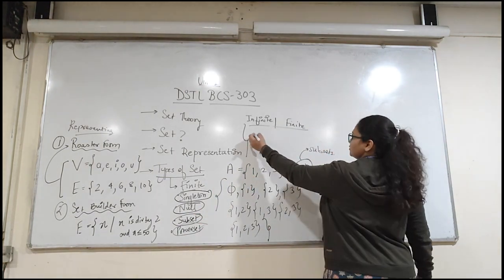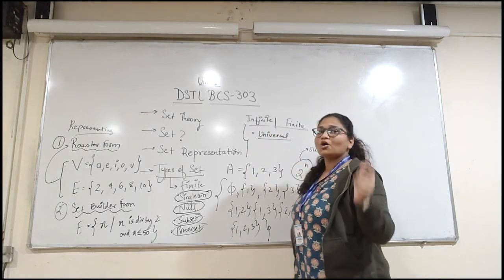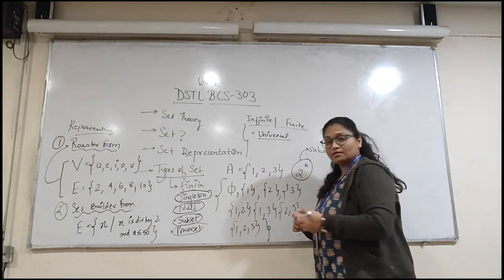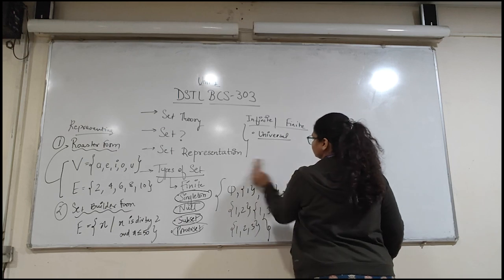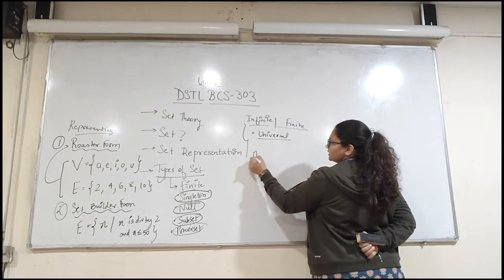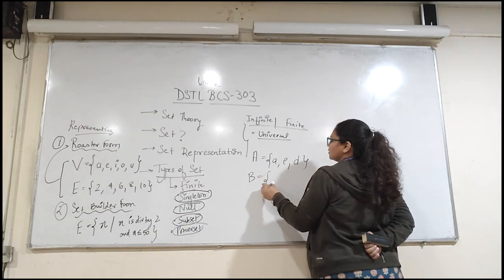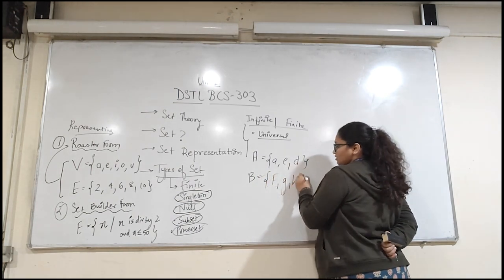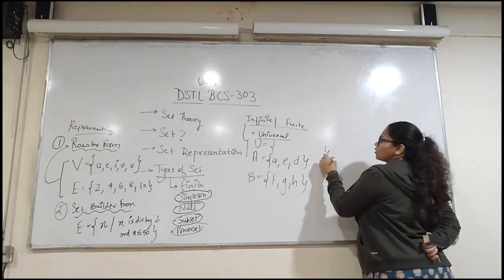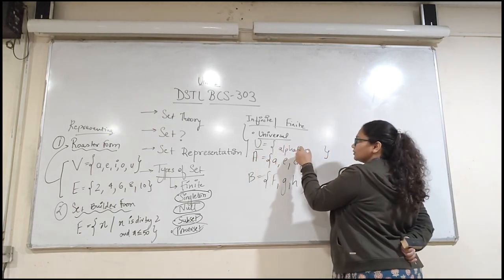One more kind of set is called the universal set, which has all the elements if we talk about a particular context. Suppose I write these sets: set A, E, D. I write another set F, G, H. And both of these fall into one big umbrella called alphabets. So here the universal set is alphabets.